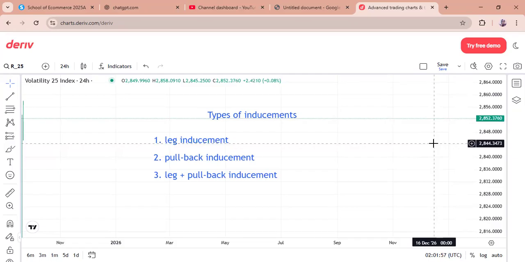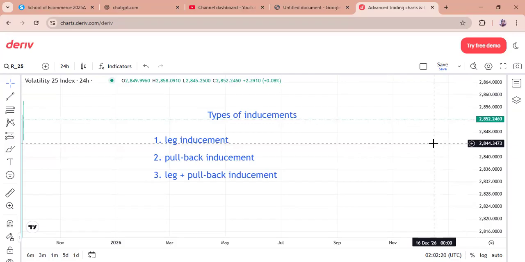Now, when we talk about inducement, we're talking about liquidity, right? Definitely, we've heard of the various types of liquidity. You always hear them mention inducement, but there are various types of inducement. I'm very sure you must have gone to your idol's chart and seen them marking different areas, saying inducement here. They will just mark it as inducement.